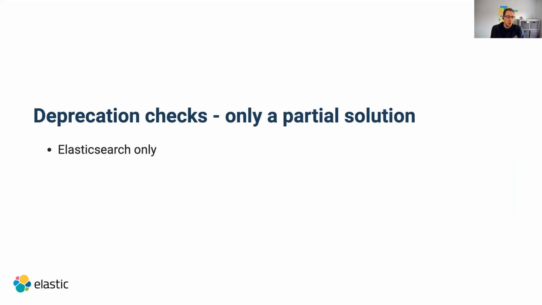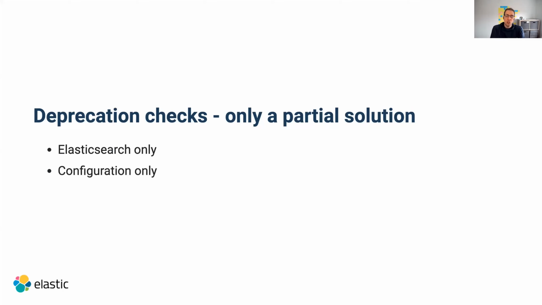So the first thing is those deprecation checks were for Elasticsearch only. And I showed at the beginning, we have a full stack, right? You need to keep your whole application in mind, right? Even if you use several services or several data stores, something like that, you always have to take a look at all of your data stores and not only at a single system.